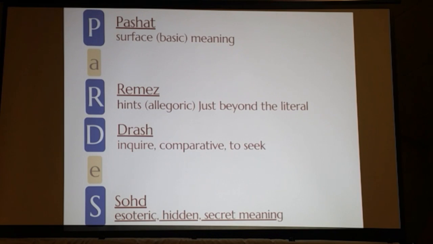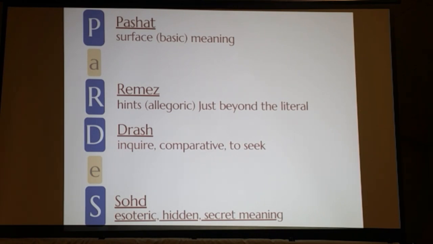Okay, the Peshat, the first one, is the surface, the basic meaning. Like when we read, "In the beginning, God created the heavens and the earth." Well, on the Peshat level, that means that in the beginning, God created the heavens and the earth. That's the Peshat.